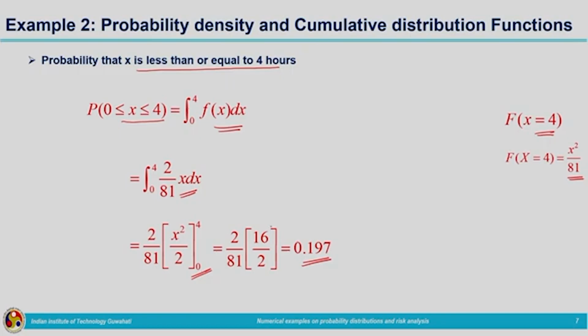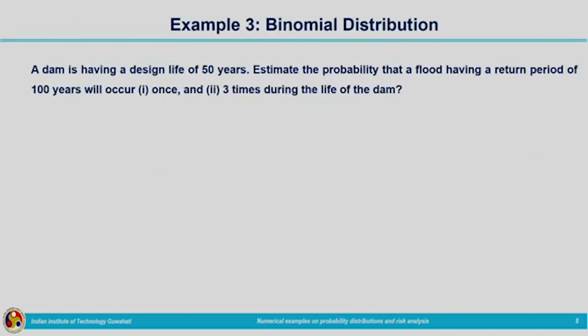So, we will get the same answer as that of 0.197. So, this is a simple example related to PDF and CDF. Now, let us move on to an example related to binomial distribution.